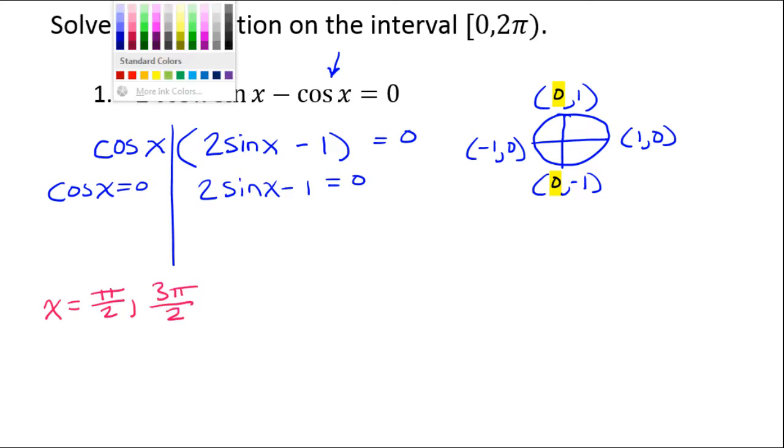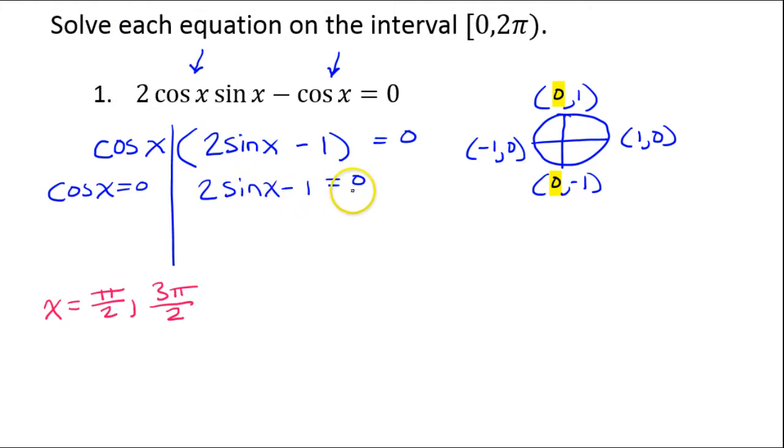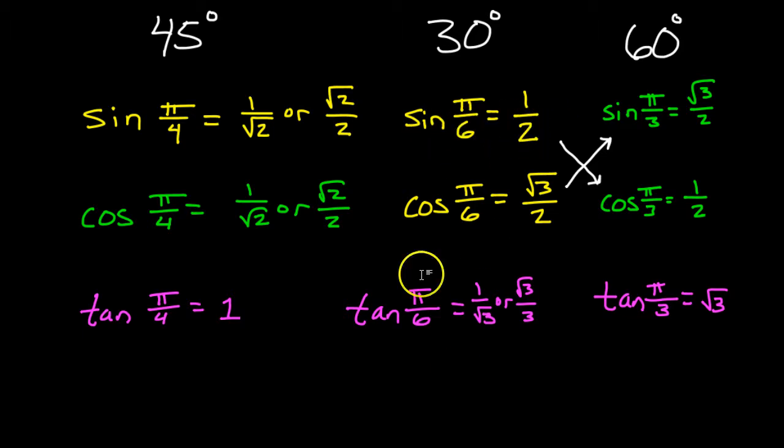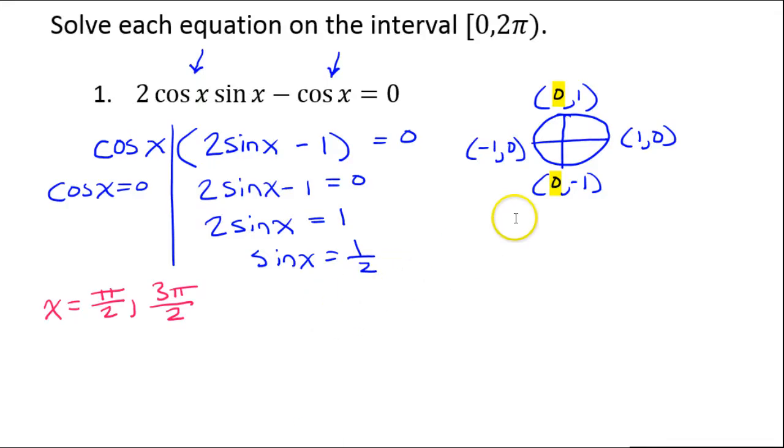Okay, now what about the other side? Adding 1 to both sides, I have 2 sine x is equal to 1. Dividing both sides by 2, I have sine x is equal to 1/2. Now, where is sine x equal to 1/2? Hopefully you're thinking pi over 6. Sine of pi over 6 is 1/2. Now, pi over 6 is just the reference angle. So in my mind, I'm thinking the reference angle is pi over 6.